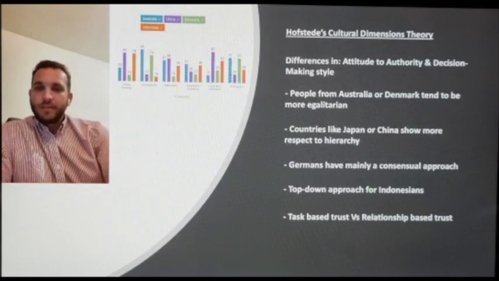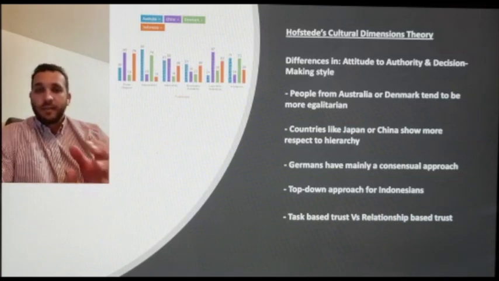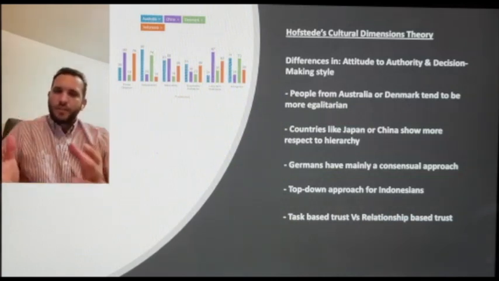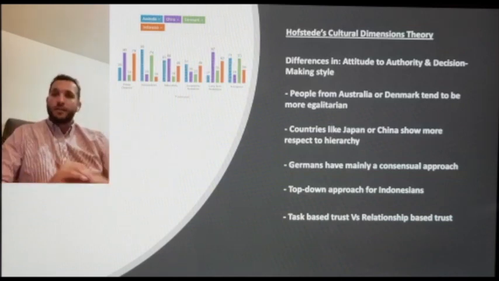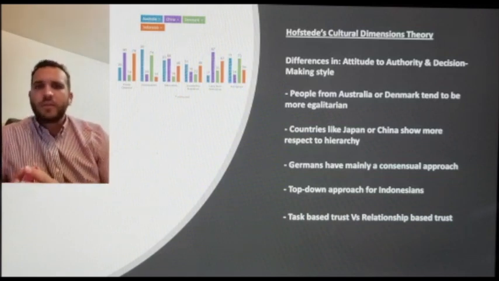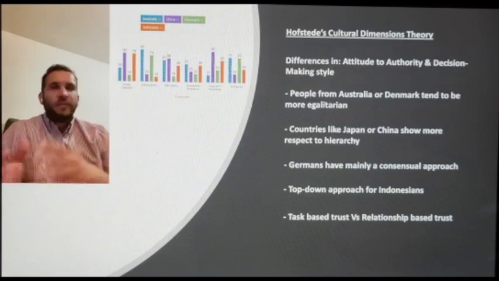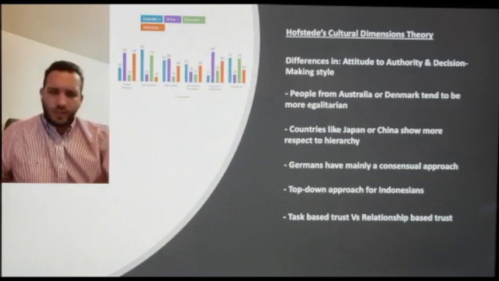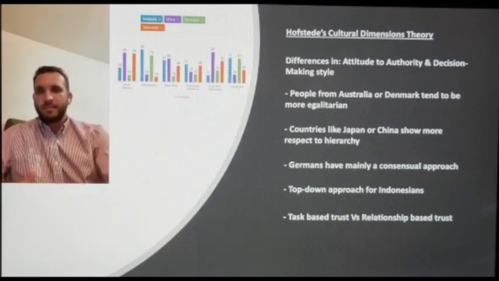During session 3, we saw some charts representing the position every country has, depending on the way they behave in a negotiation. Regarding leadership, we saw some countries are more egalitarian, like Australia or Denmark. Some other countries have more respect for hierarchy, like Japan and China. Also, we saw the different styles they have in decision making. Some countries are more consensual, like Germany. Some have a top-down approach, like Indonesia.